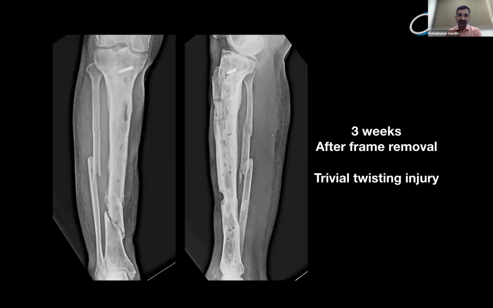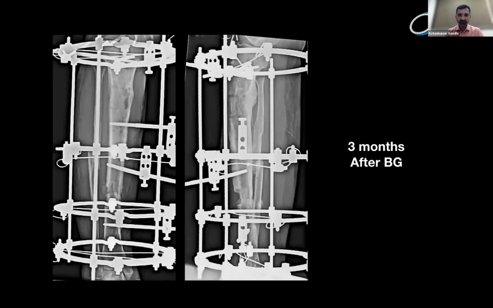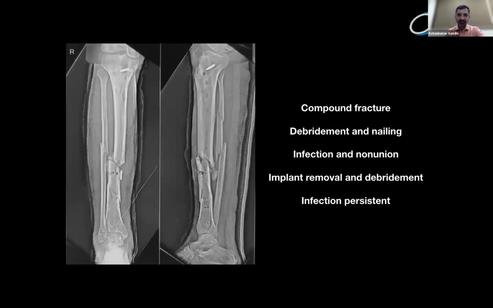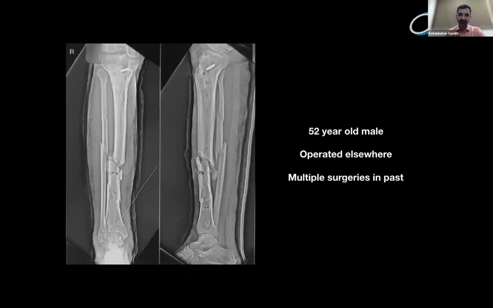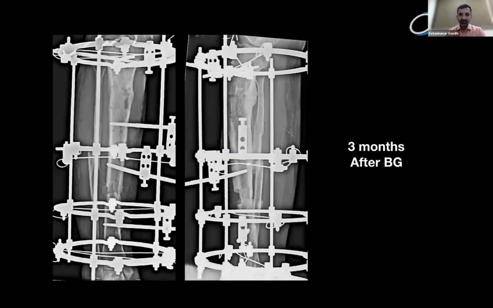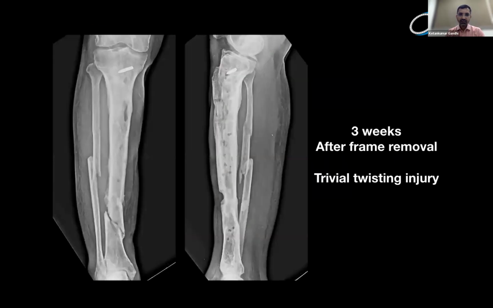He had a distal tibia fracture, distal to the docking site, which was there previously. If I go to the first X-ray, it was a segmental kind of fracture. There was a distal tibia fracture which had healed, and now he has this fracture after frame removal. Almost 3 weeks after frame removal, he had a trivial fall. He did not use the brace that day, and he got this.